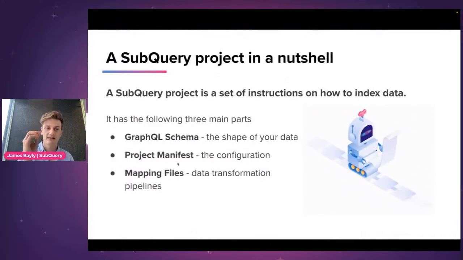example. So as I showed you here, a SubQuery project is a set of instructions of how to index data. It's a data processing pipeline. And it has those three main parts: the GraphQL schema, the shape of your data; the project manifest, which is the configuration or the different trigger points; and then various mapping files, which are the actual TypeScript pipelines of taking this data and processing it this way.